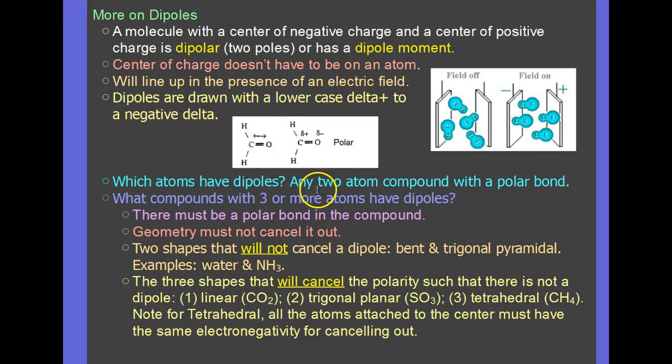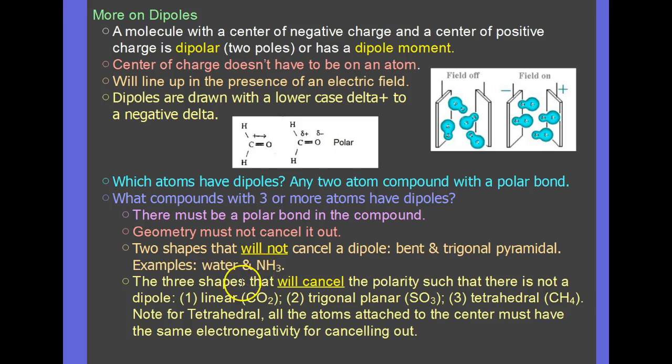Which atoms have dipoles? Any two-atom compound with a polar bond. What compounds with three or more atoms have dipoles? There must be a polar bond in the compound, and the geometry, what I referenced on that previous slide, must not cancel it out. Two shapes that will not cancel a dipole are bent and trigonal pyramidal. An example of a bent would be water, that would be a bent 110. And a trigonal pyramidal would be ammonia.